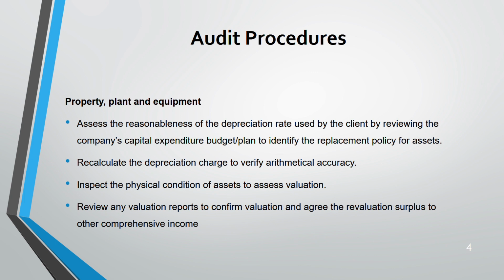And the last for property, plant and equipment is review any valuation report. Why valuation report? Because only through a valuation report can you confirm the valuation. You just cannot write any valuation and put it for your non-current asset. No, it comes through some valuation technique. So you need to review those valuation reports and agree the revaluation surplus to other comprehensive income.